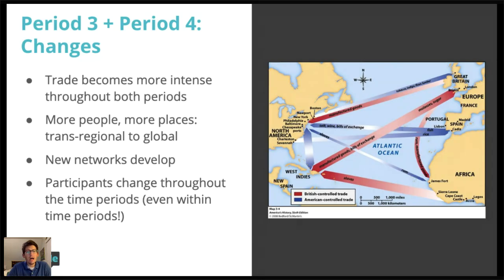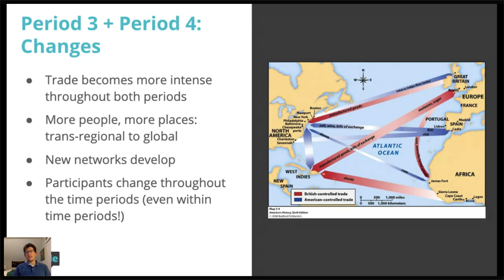And then even within time periods and between time periods, the participants change, right? Within time periods, there are different participants on the Silk Road throughout time period 3. But if we think about the big difference in participants from Unit 3 to Unit 4, the arrival of Europeans and the prominence of Europeans in trade is the biggest change between these time periods.